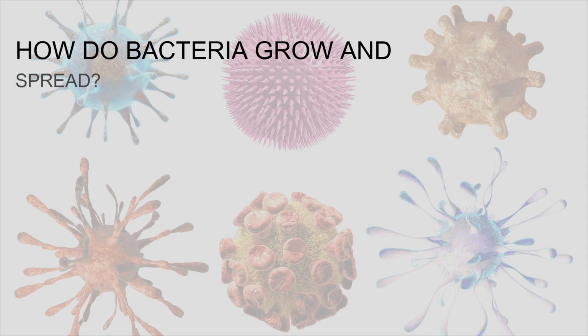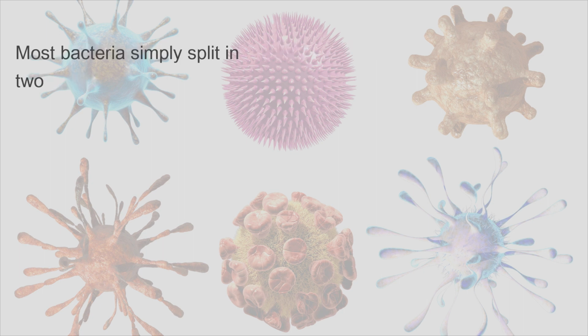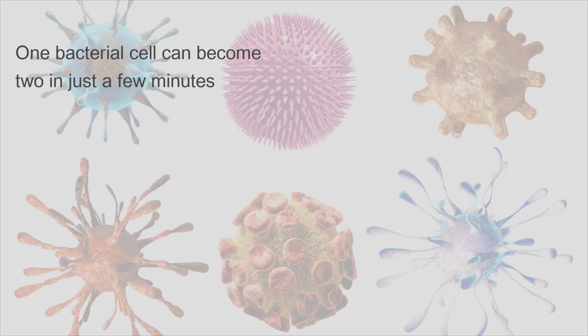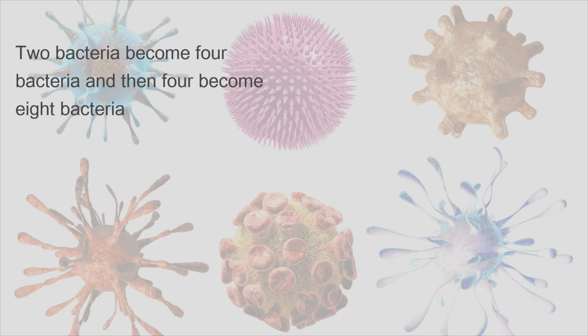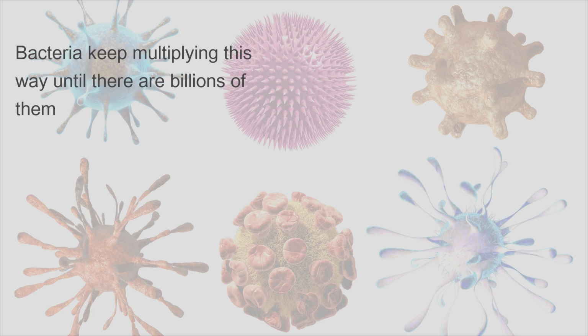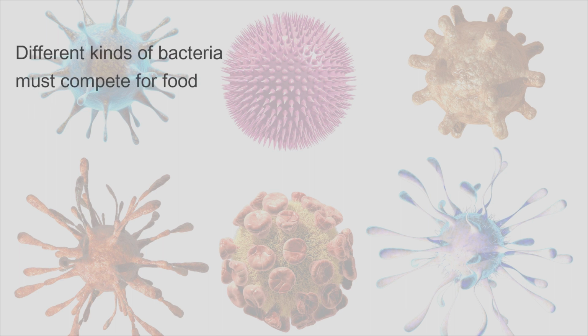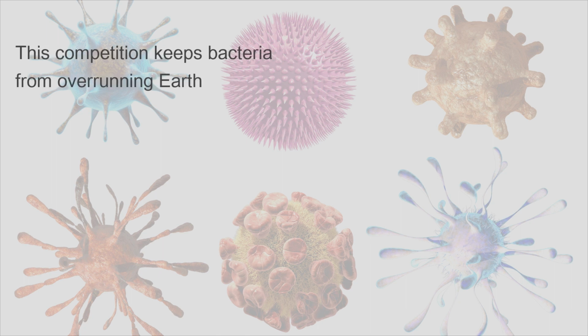How do bacteria grow and spread? Most bacteria simply split in two. Bacteria reproduce very rapidly. One bacterial cell can become two in just a few minutes. Two bacteria become four bacteria, and then four become 8 bacteria. Bacteria keep multiplying this way until there are billions of them. Different kinds of bacteria must compete for food. This competition keeps bacteria from overrunning Earth.